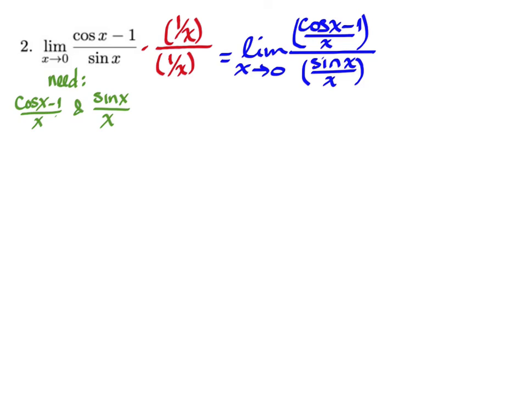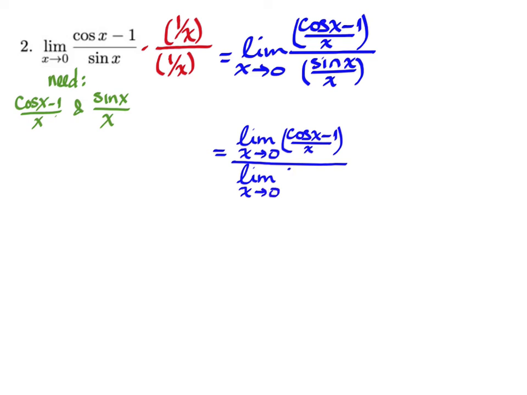The limit law for quotient says that the limit of a quotient is a quotient of the limits as long as both limits exist. So I rewrite this as the limit as x approaches 0 of cosine x minus 1 over x over the limit as x approaches 0 of sine x over x. And now, since both those limits exist, by the two formulas we have, we've got 0 over 1, which is just 0.